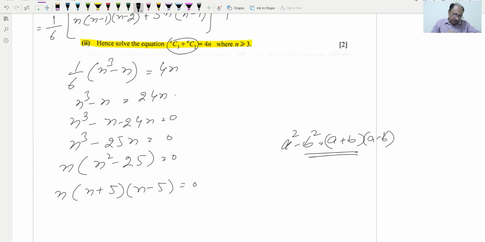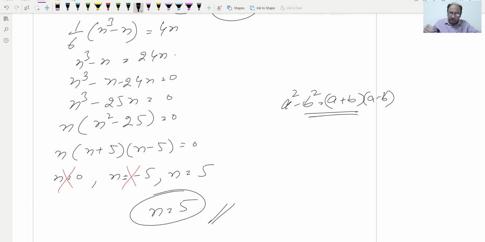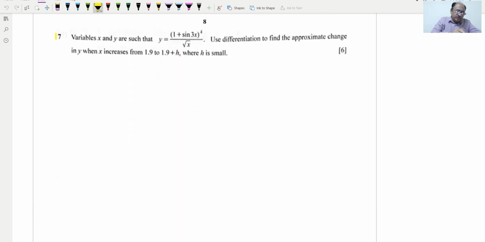So now we can write n is equal to 0, or n is equal to minus 5, or n is equal to 5. Now they are saying it's greater than or equal to 3. So out of these we are rejecting 0, we are rejecting the negative number also. So our answer will be n is equal to 5. This will be our final answer. Hopefully you understood this. Question number 7.